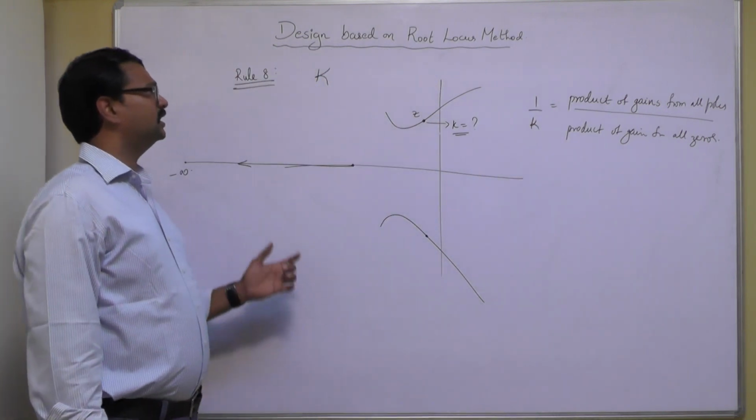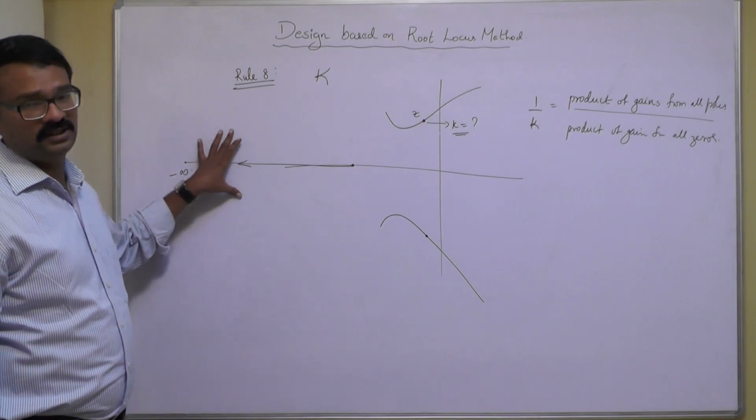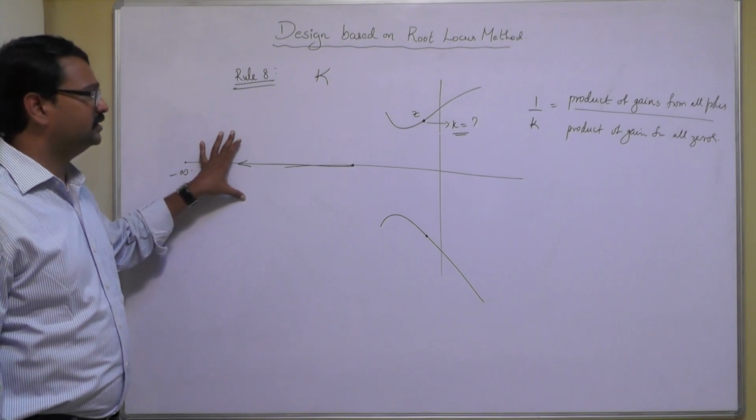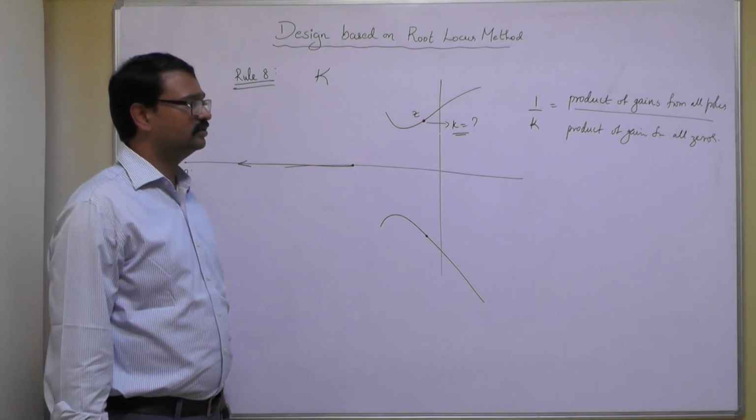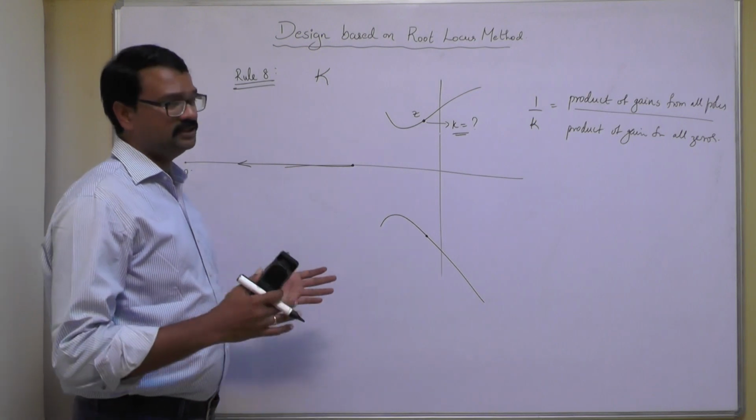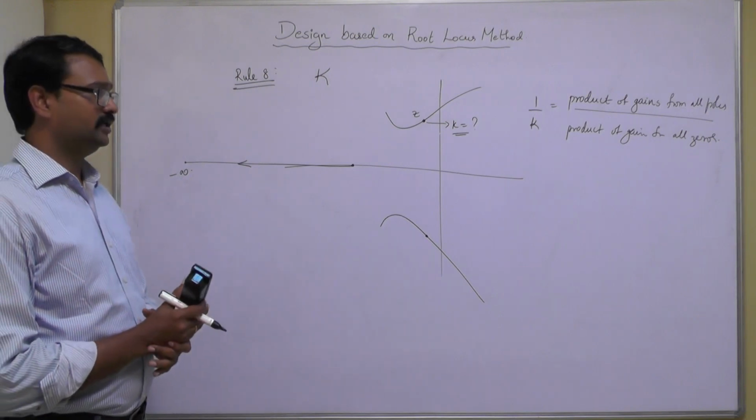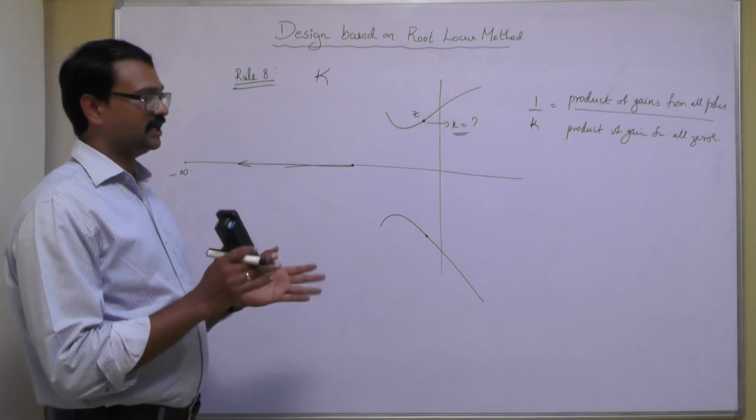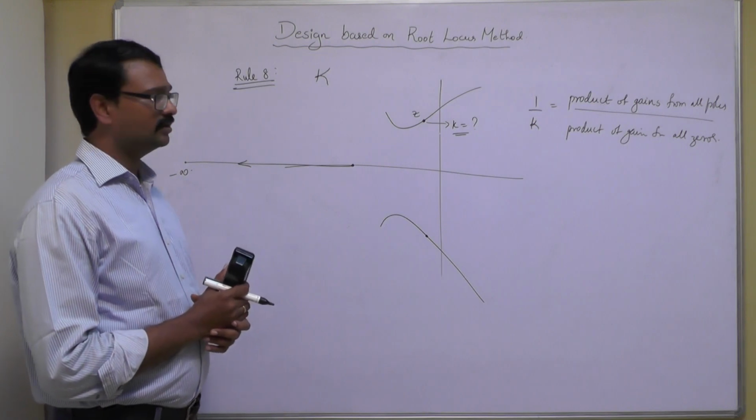So this is the design based on the root locus method. Gain K is always considered to be positive. It can never be negative because it is starting from 0 to infinity. As K is increased from 0 to infinity, the root locus changes its values, and hence closed loop pole locations also can be varied. Therefore, the range of K for which the system can be stable can be determined using this root locus method.